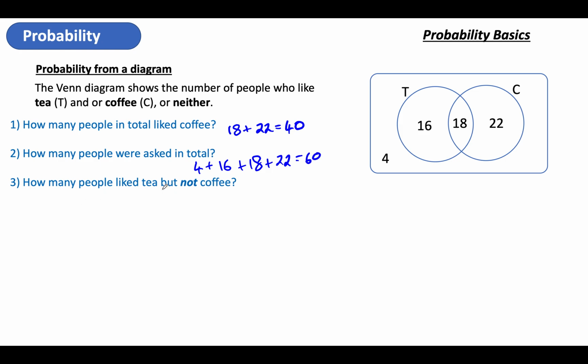And how many people like tea but not coffee? Right, let's have a little look. So this is the tea bit but not the coffee. So we don't want the 18, we just want the 16. And they are the ones who like tea but not coffee.